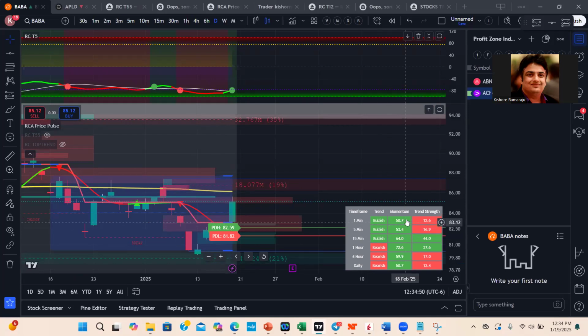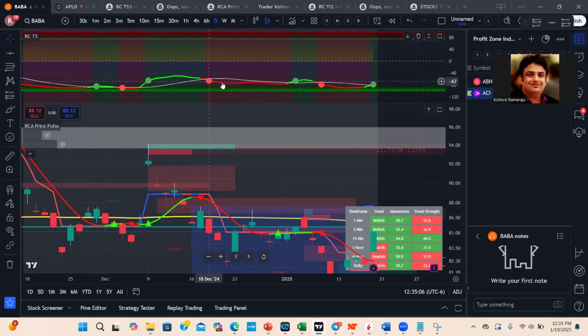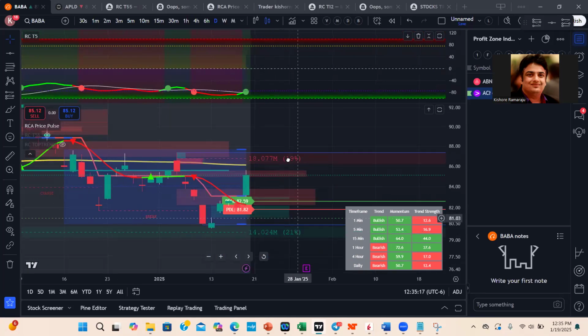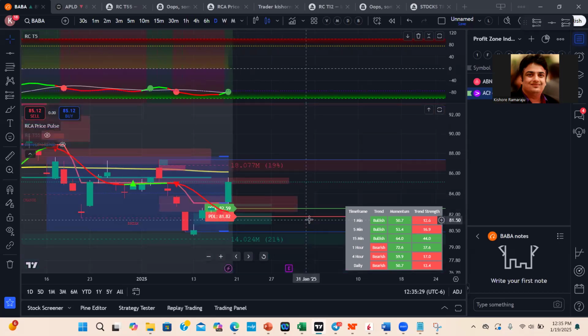Your 1 minute, 5, 15, 1 hour are all bullish. So there is a high possibility we may see some good news tomorrow or the day after, and then it may break this sell order block and go all the way to the top because it is already oversold. It is trying to go up, consolidating. There is a high possibility next week for us to see a move on Baba. If you do a bull put here, you sell the 85 put and buy the 80 put, then all the premium collected is yours.